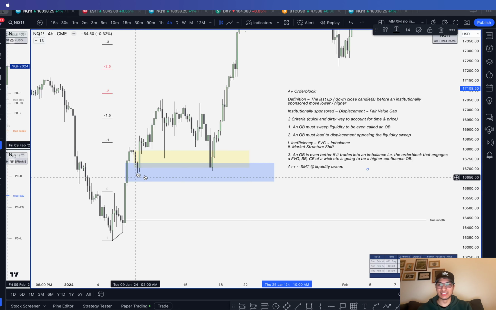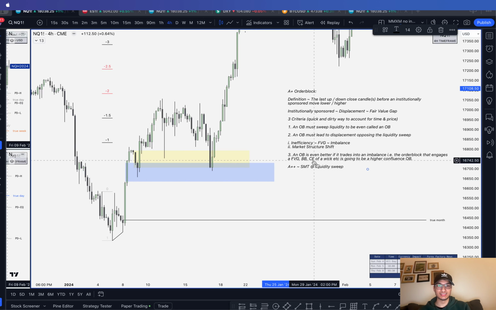Is there an SMT at this low? Tuesday, 9th of January, 2024. I'll check right now. You guys have to be my SMT guys because I don't want to keep switching my charts. Yeah, there is. Oh, there is? Fantastic. So where's the SMT? ES comes into this gap? Yeah. Okay, fantastic. So it's still an A plus order block, not an A plus plus.